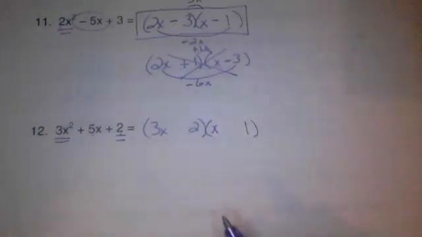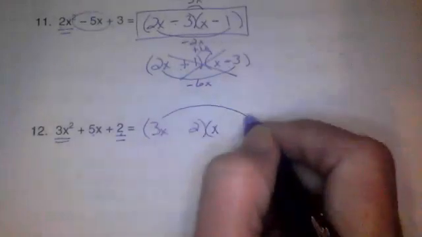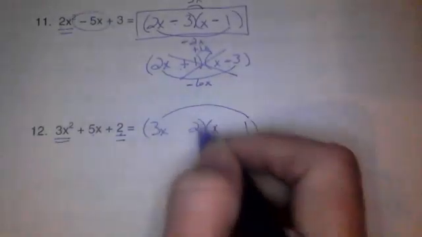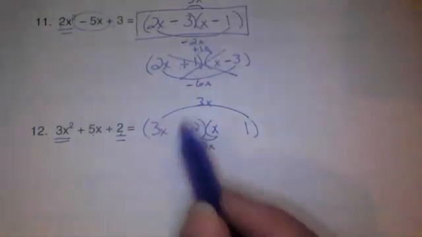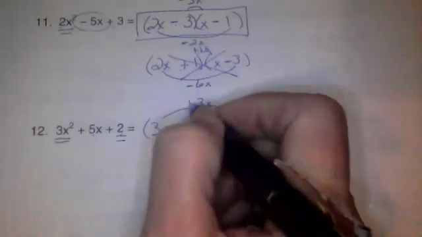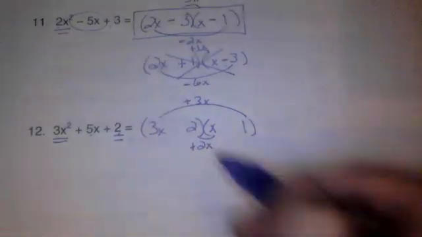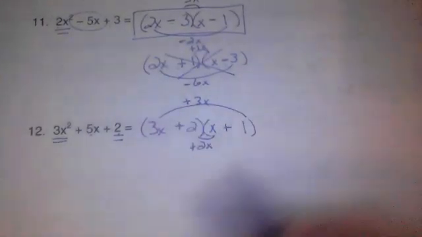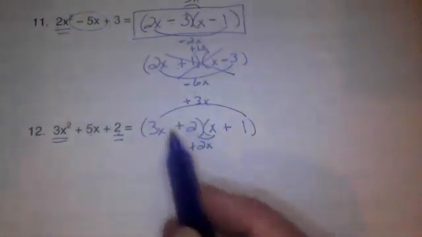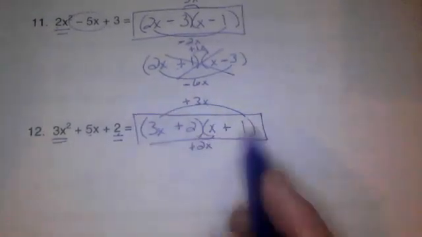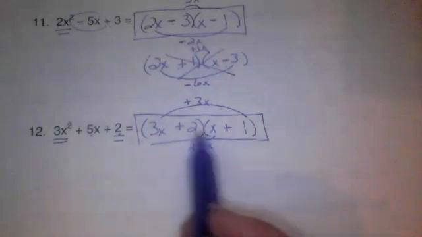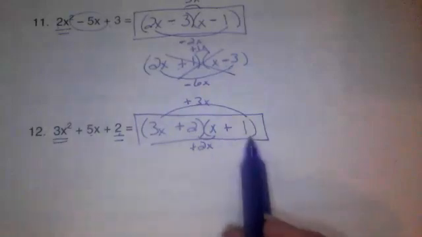All right, placement is important again. Here I have 3x. Here I have 2x. And I want 3x and 2x to give me a positive 5. They'd both have to be positive. So that means I put 2 positives in here. And that also multiplies to give me 2. And again, placement is important. If you had switched these, it would not work out for you.